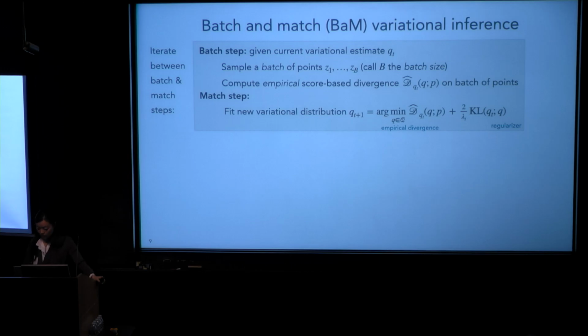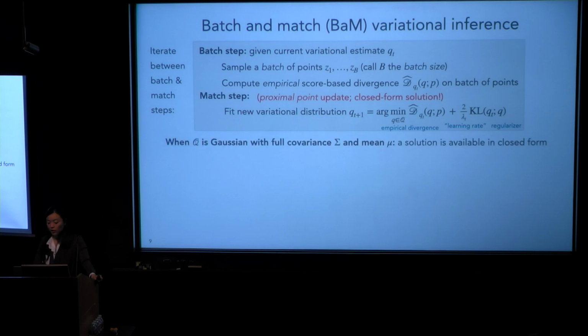Here, the first term represents our empirical divergence, and the second term represents a KL regularizer between q t and q. And finally, we have this inverse regularization, lambda t, which can be thought of as a learning rate, because when lambda t is very small, the regularization gets big, so it encourages our step sizes to remain small. In particular, this proximal point update has a closed-form solution. When our family is Gaussian with full covariance sigma and mean mu, we can compute the following updates.